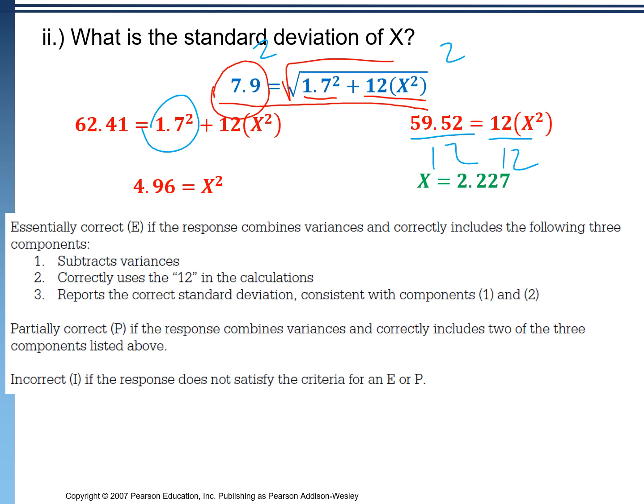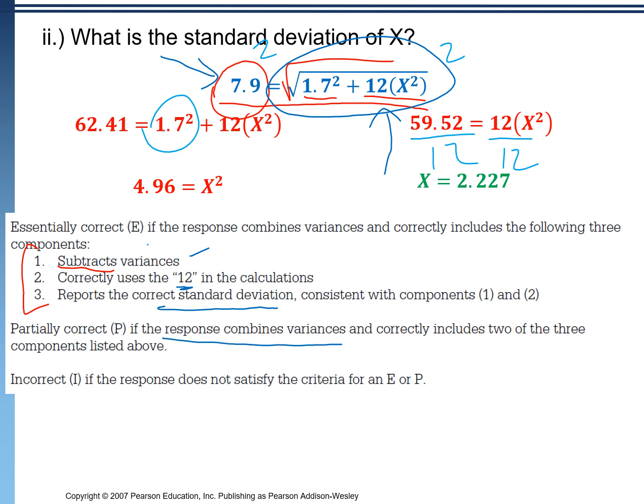As for the grading, it's looking for these three components. Note that here it says subtracts variance. Nothing's changed. We still always add variances. We're adding all the variances and square rooting them. The reason it says it subtracts is because we know what the standard deviation of the entire carton is, and we're looking for a piece of that total, which means we have to subtract everything to the other side. If you have all three of these things, subtracting variances, using 12 correctly, and finding the correct standard deviation, you get an E. If you have some kind of response where you're combining variances and include 2 out of these 3 components, you would get a P.